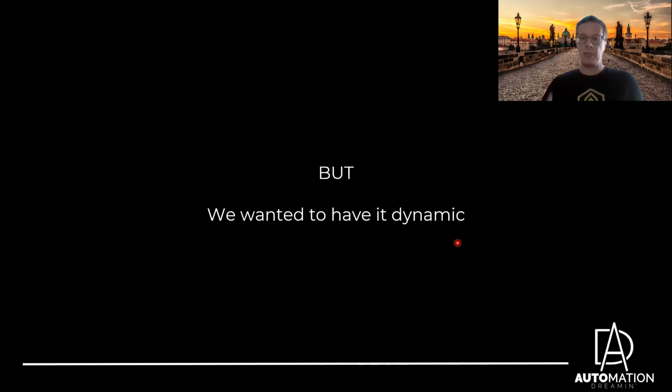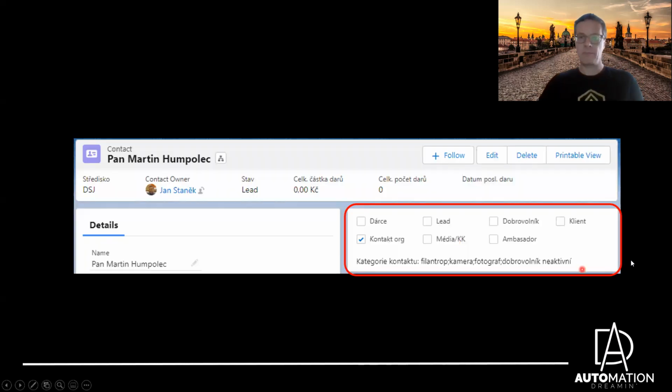At the moment, we created some kind of MVP, minimum viable product, screen flow, which we put on the Lightning page of the contact. And here we can see the 7 different personas: volunteer, lead, donor, client, ambassador, press, and any additional values they do have in their multi-select picklist field, because they do love multi-select picklist fields. So that's how it looks like. And now let me walk you through how we created it.